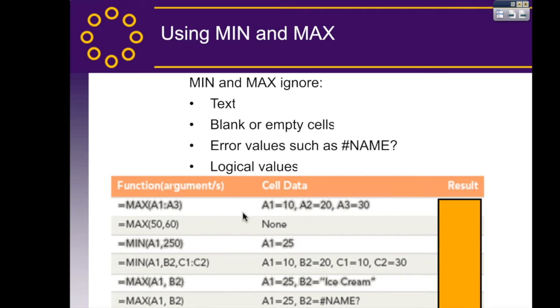Here, if I have A1 to A3, A1's 10, A2's 20, A3's 30, it's going to tell you the smallest, which is, oh gosh, I'm sorry, it says max. I forgot we have both on the same page.